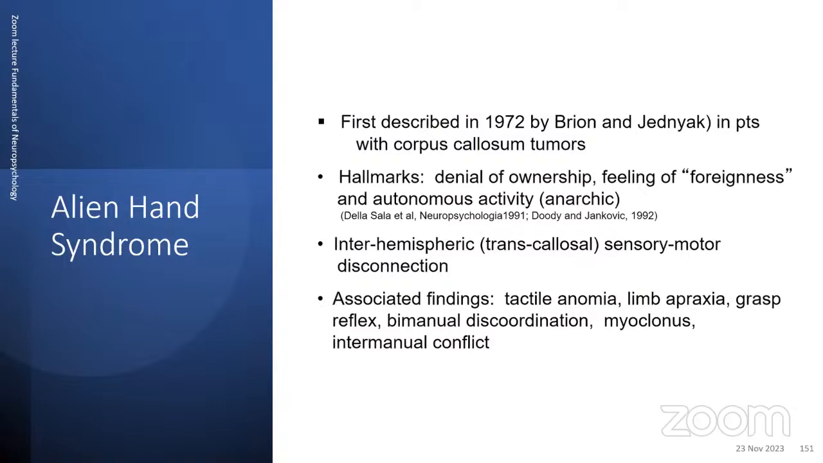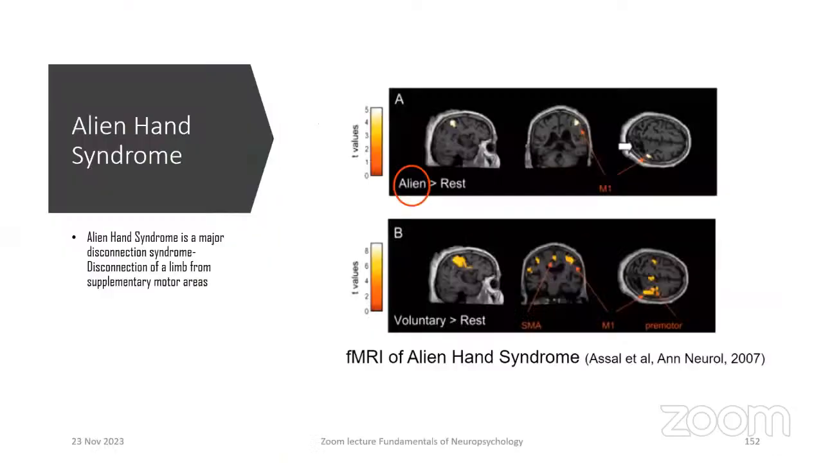So, what is alien hand syndrome? First described in 1972 by Brion and his partner in patients with corpus callosum tumors. Denial of ownership, feeling of foreignness, and autonomous activity of the hand. There is an interhemispheric transcallosal sensory-motor disconnection. There are other associated findings like tactile anomia, limb apraxia, grasp reflex, and hypomyoclonus. Intermanual conflict happens here. Unless you see this, you cannot appreciate it. The individual feels that it is not his hand. And these are the yellow areas.